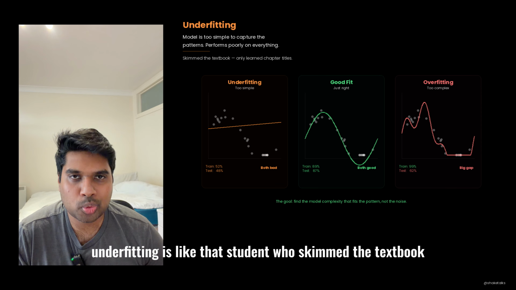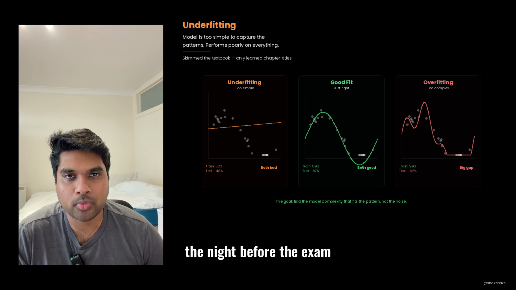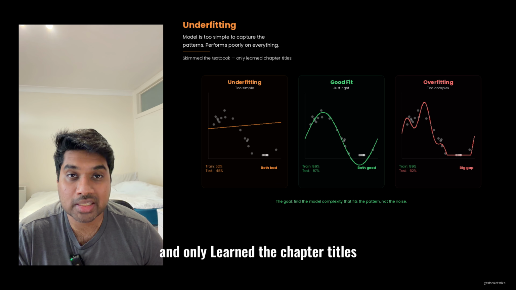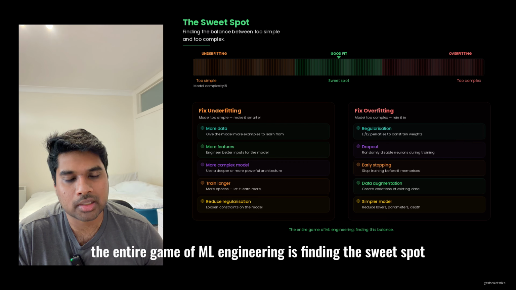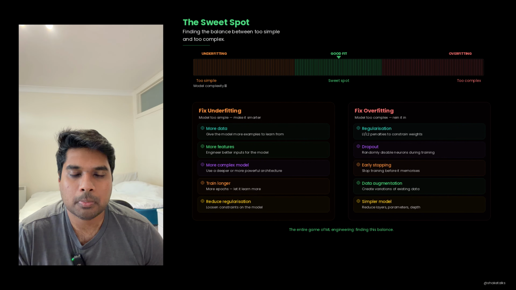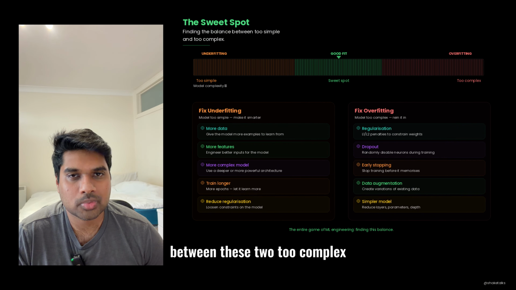Underfitting is like that student who skimmed the textbook the night before the exam and only learned the chapter titles. They can't answer anything in detail because they never went deep enough. The entire game of ML engineering is finding the sweet spot between these two. Too complex, you overfit. Too simple, you underfit.